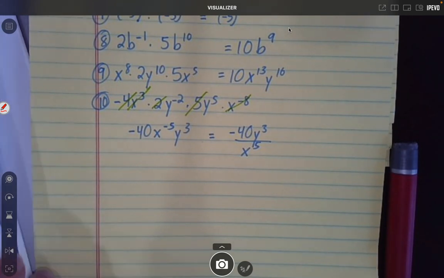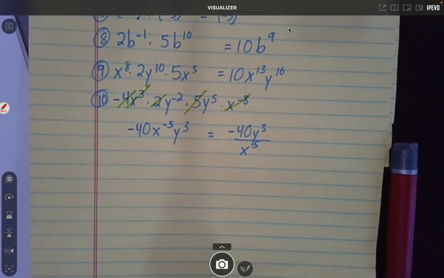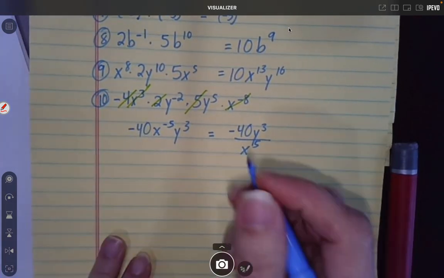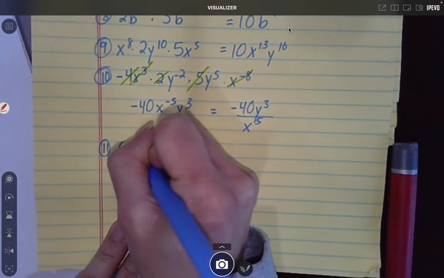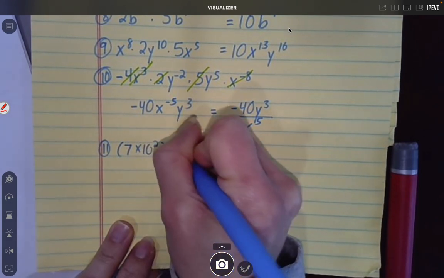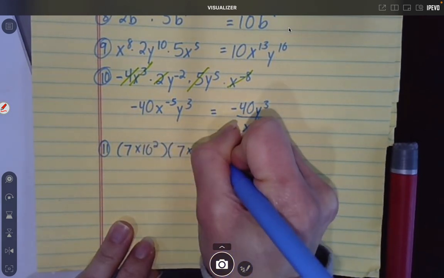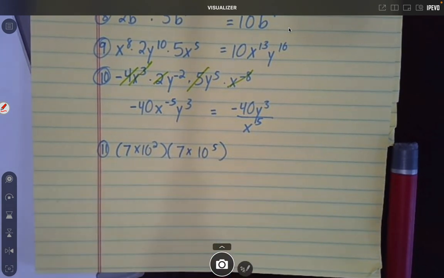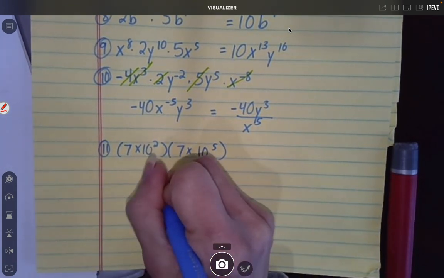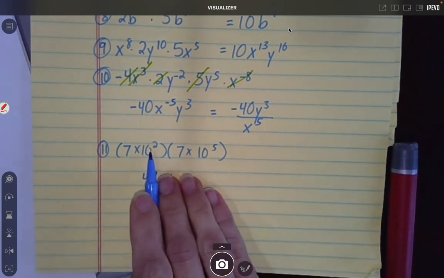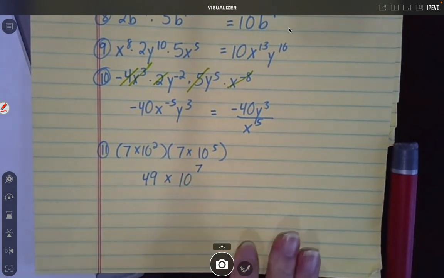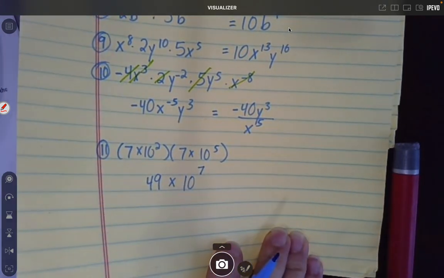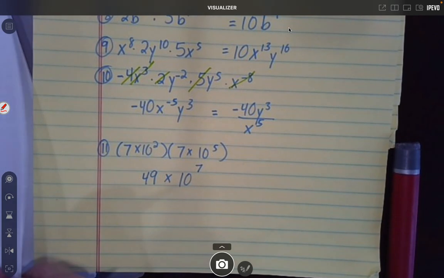Okay, let's move on to page 2. All right, we have scientific notation. So 7 times 10 squared, and then 7 times 10 to the 5th. So what's 7 times 7? 49. And then let's add those exponents. So that's 10 to the what? 10 to the 7th. Now, if you put this as your answer, I will give you partial credit.